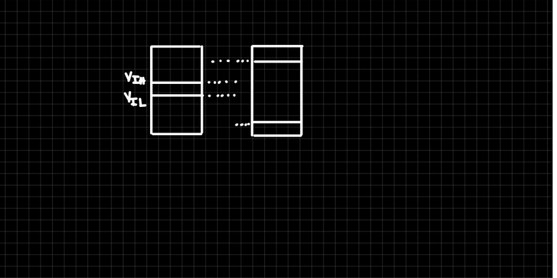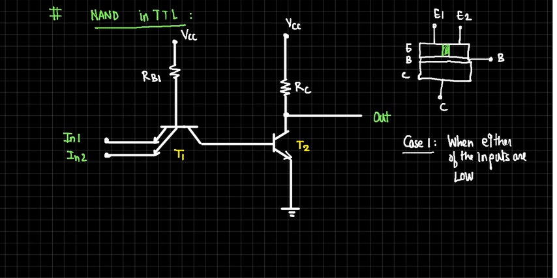Let's assume some values. Usually VIL is in the range of 0.4 to 1.5 volts for TTL circuits. So when I say low, let's say I'm assuming 0 for simplicity. So if I'm keeping either of these inputs as low, either this one or this one, or any of these inputs is low.